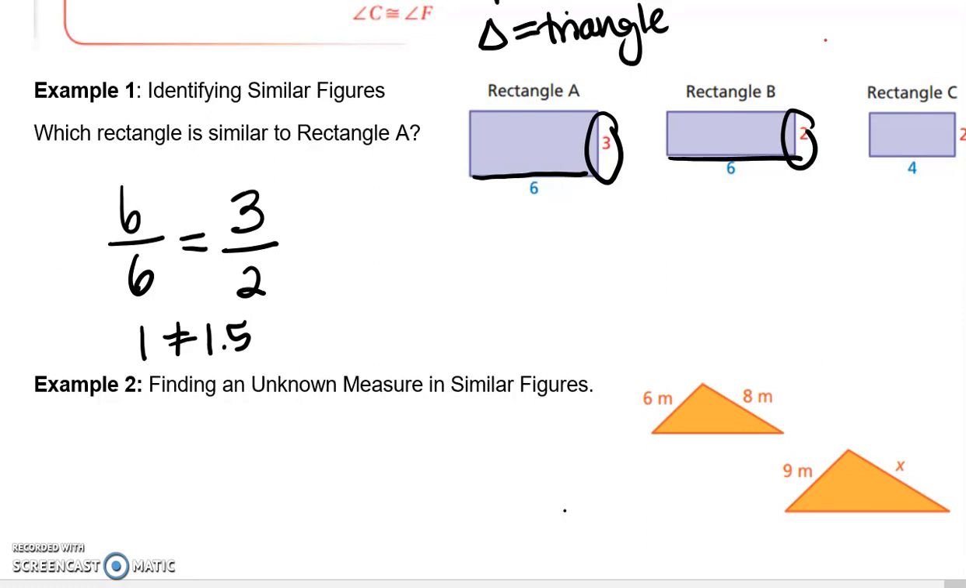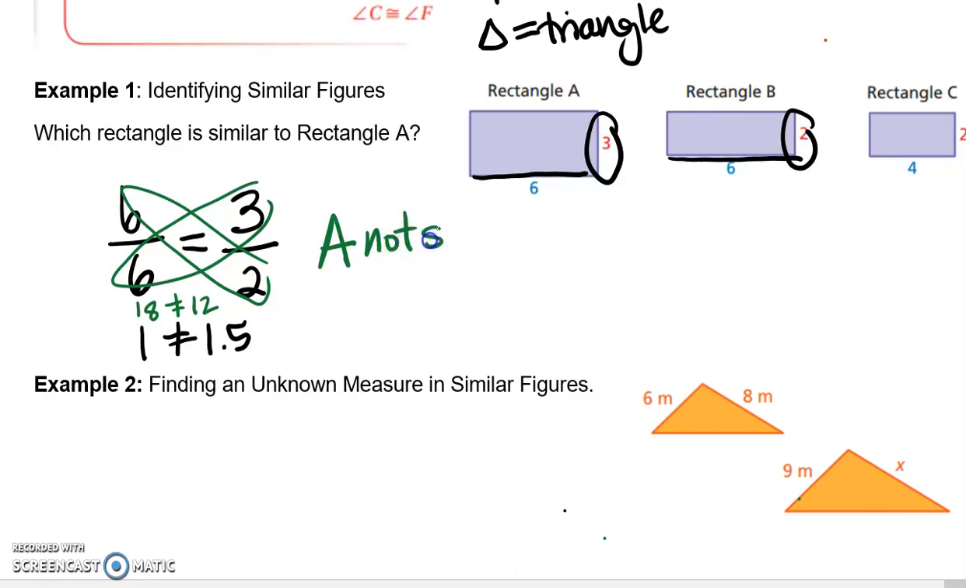Your other option is you can use cross products. So 6 times 3 is 18, and 6 times 2 is 12. And since 18 does not equal 12, they are not similar to each other. So I would say A is not similar to B.